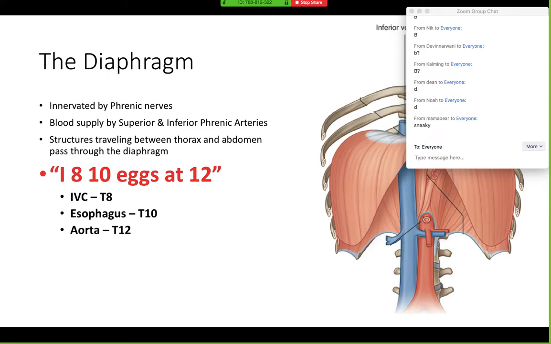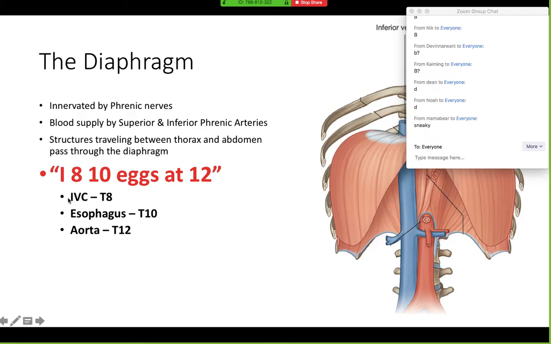So the diaphragm, you want to know that it's innervated by phrenic nerves, and then blood supply by superior and inferior phrenic arteries. And then the structures traveling between the thorax and abdomen pass through the diaphragm. Okay, so the three big ones to know, and this is a helpful mnemonic. So I8 10 eggs at 12.